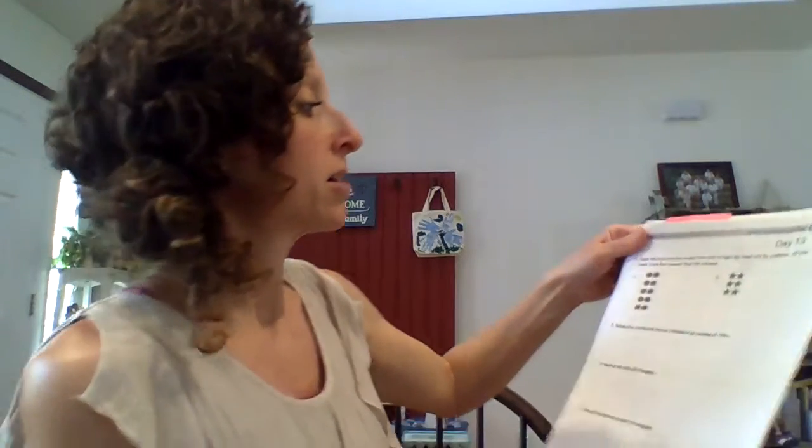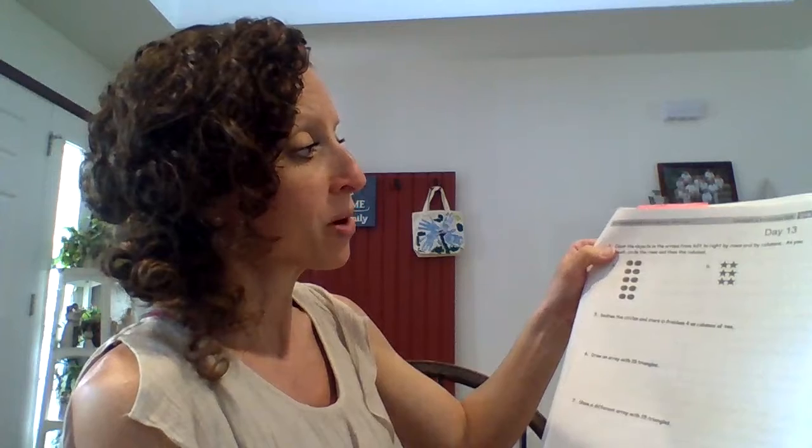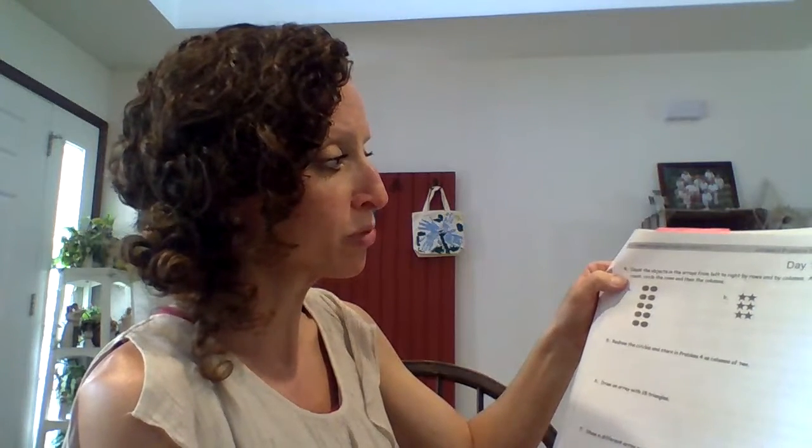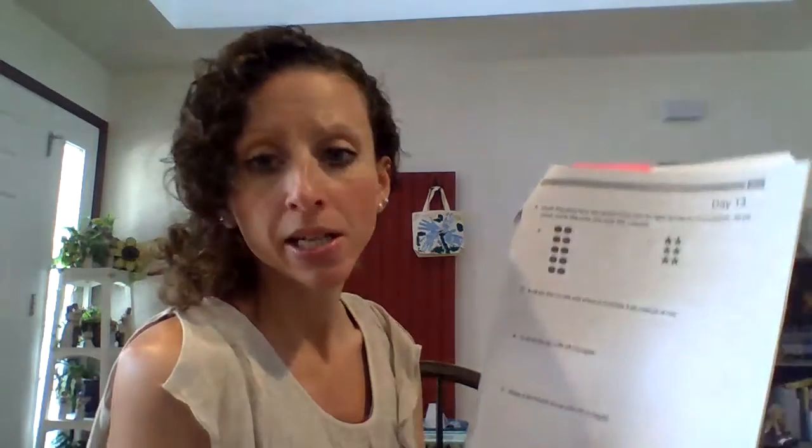Now over here on number 4, it says count the objects in the arrays from left to right by rows and by columns. As you count, circle the rows and then the columns. This is what I would do with you. If we were in class right now, I would ask you to get 2 different colors.